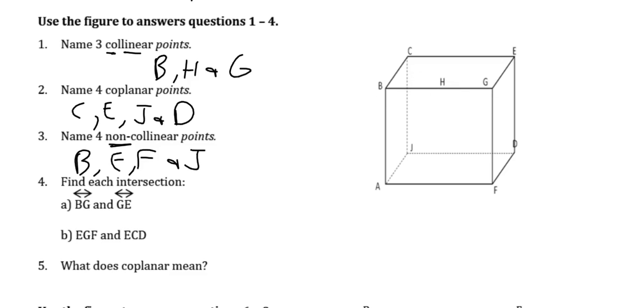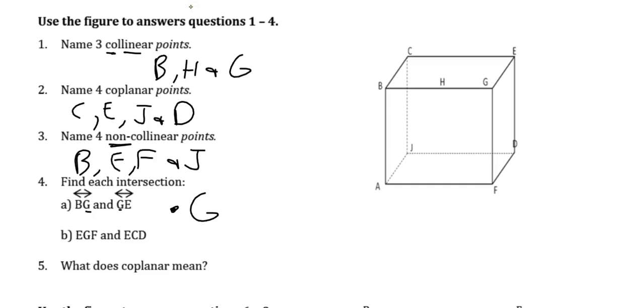All right, find the intersection of each. Now, on the first one, we can take our shortcut. Notice how they both have a G in them? 2 lines intersect at a point right there. Now, if you wanted to prove that to yourself, here's BG, here's GE. Where do they meet? Right there. But when you see the same letter, it's a shortcut.